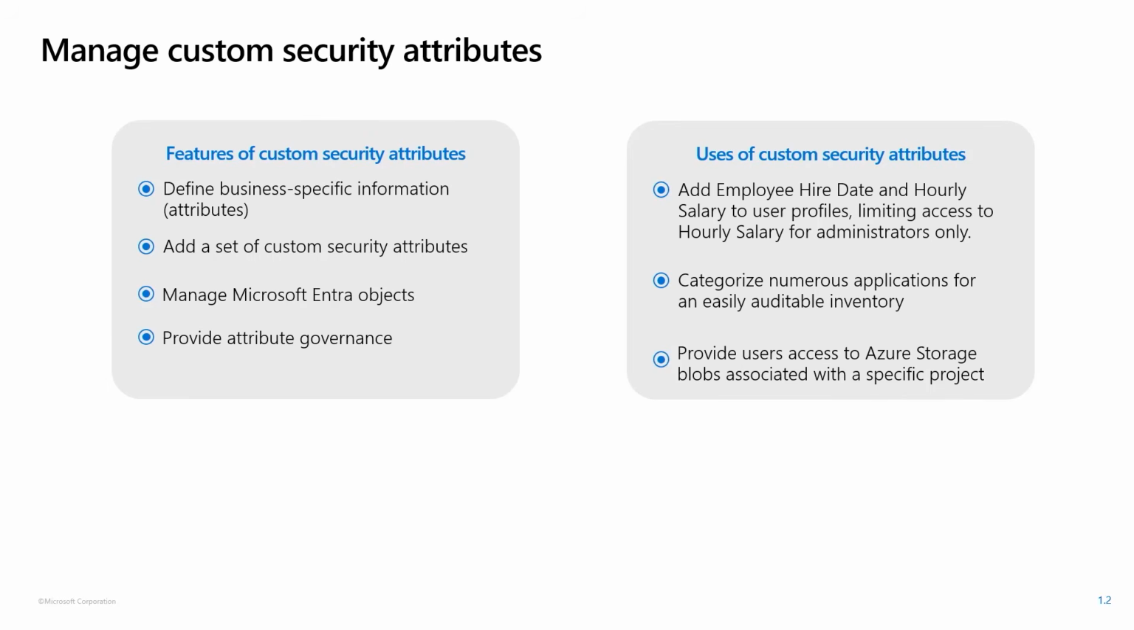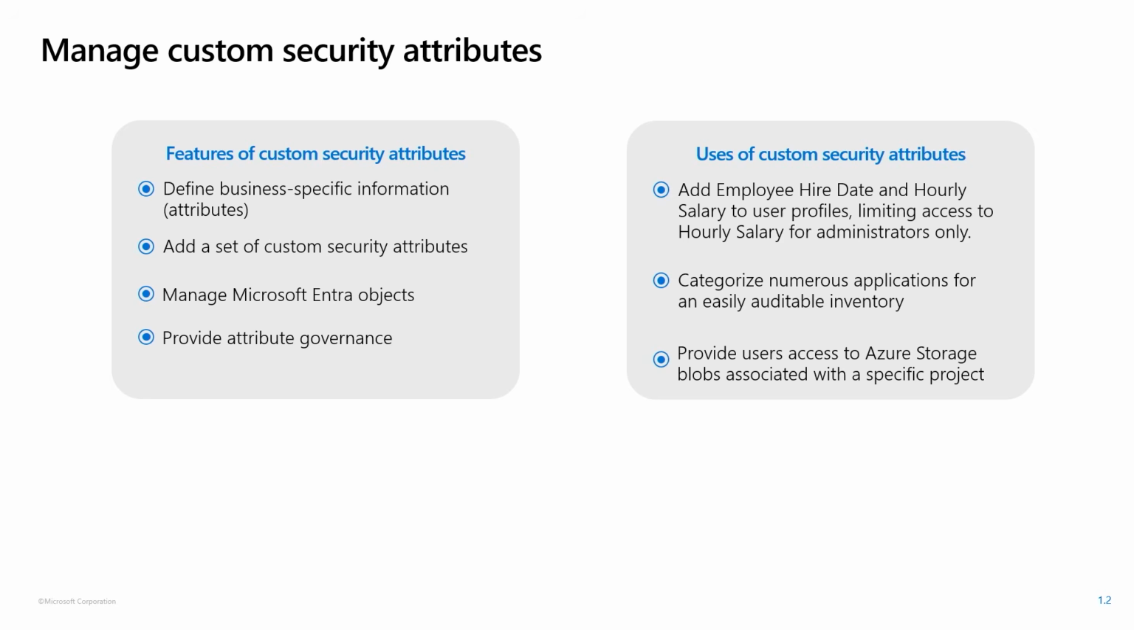User objects can have additional custom security attributes. Custom security attributes allow organizations to define specific security-related properties for users, groups, or devices. For instance, a company might create a custom attribute called access level to categorize users based on their access permissions.